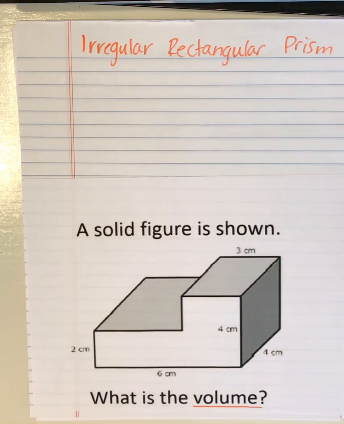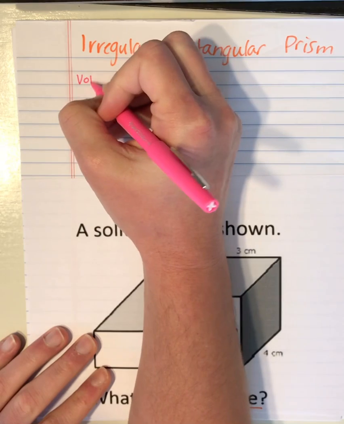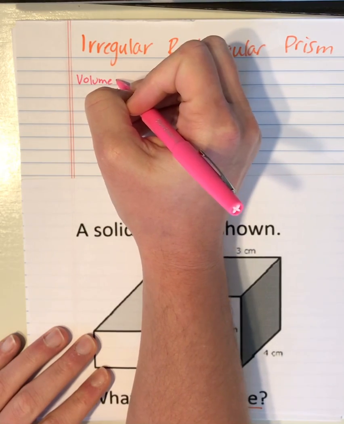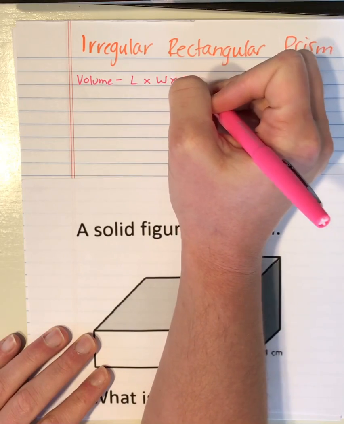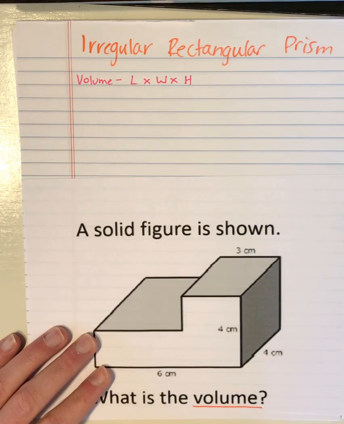And we can still use our volume formula to find the volume. However, we have to do a little bit of work first. So quick review, volume for a regular rectangular prism is length times width times height. And you should have got a little bit of practice with that yesterday.